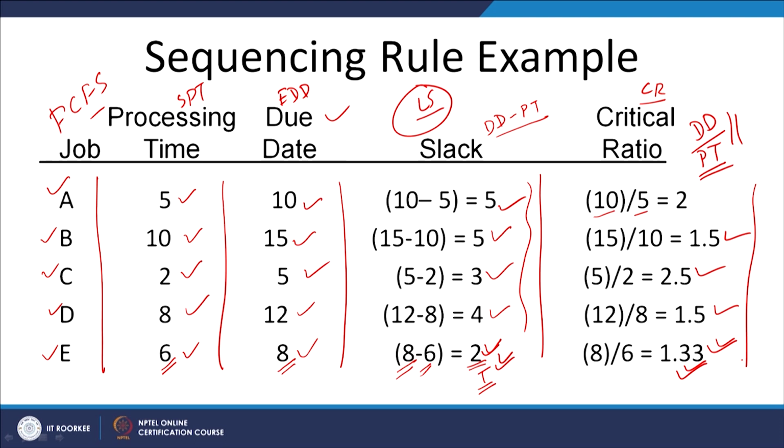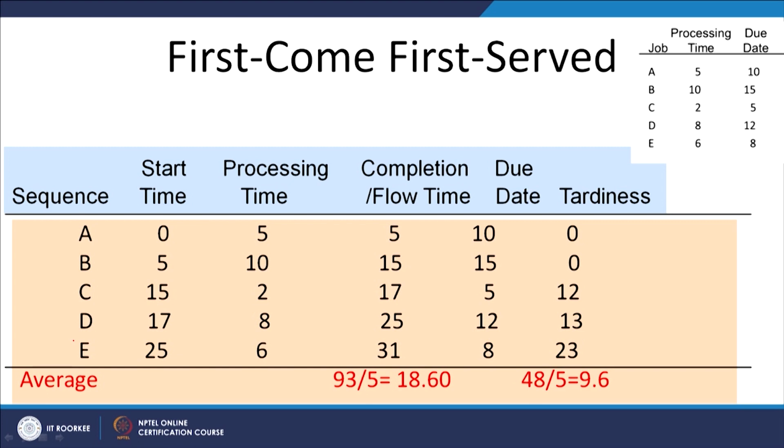So, we will be starting with first come first serve, assuming that job A arrived first, and then B, then C, then D, and then E. This is the same case that we have taken up: jobs A, B, C, D, E, with corresponding processing times of 5 days, 10 days, 2 days, 8 days and 6 days, and due dates from today of 10, 15, 5, 12 and 8. This is the order in which the jobs arrived, so they are kept in the same order. Because it is a first come first serve approach, the job is started immediately.